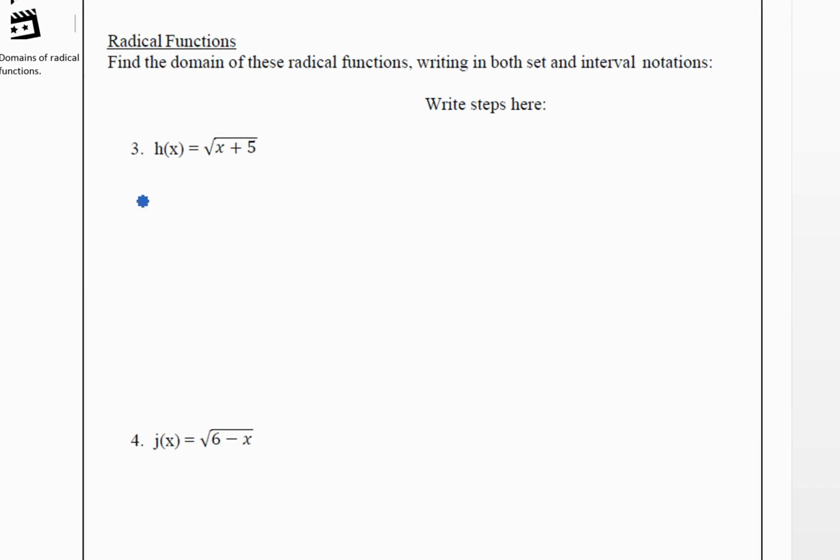And let's evaluate h of negative 7. If we plug in negative 7, we'd have the square root of negative 7 plus 5, or the square root of negative 2, which in the real numbers is undefined. So this tells us that negative 7 can't be in our domain. But what else can't be in our domain?